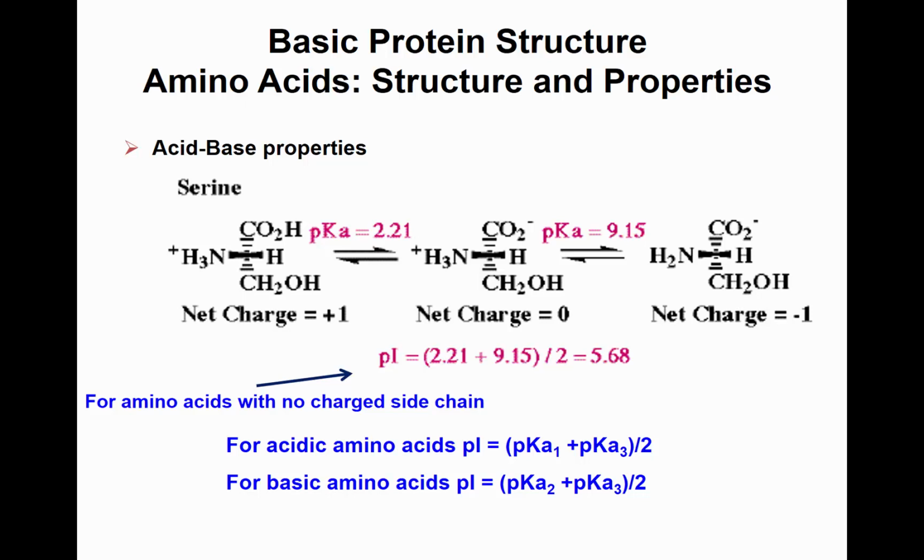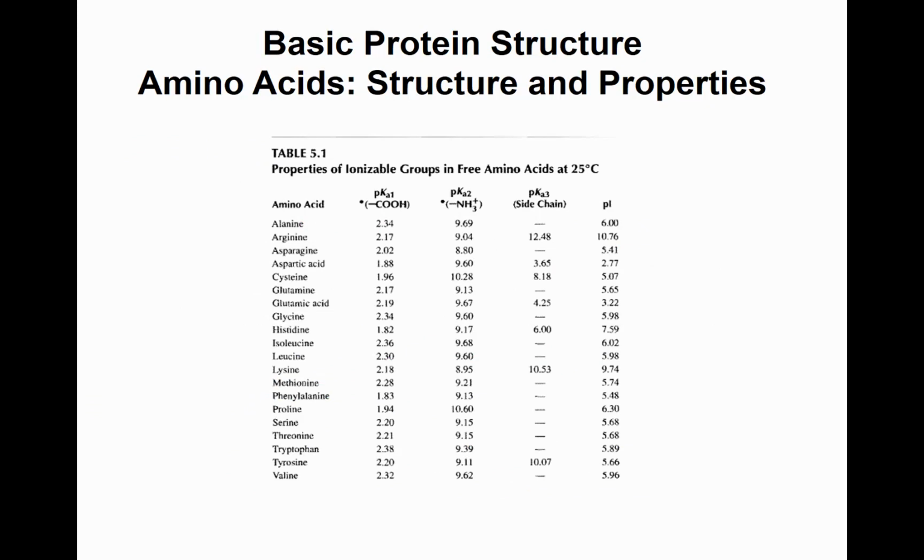But sometimes you have the charged R group. So you have the acidic amino acid and you have the basic amino acid. The way you calculate the pI for acidic, you take into account pKa1 and pKa3. That means the pKa for the carboxyl group on the R chain. For basic amino acid, the pKa3 is for the amine group that is on the R chain. The pKa for the amine group on the R chain. So here are the different pKa's.